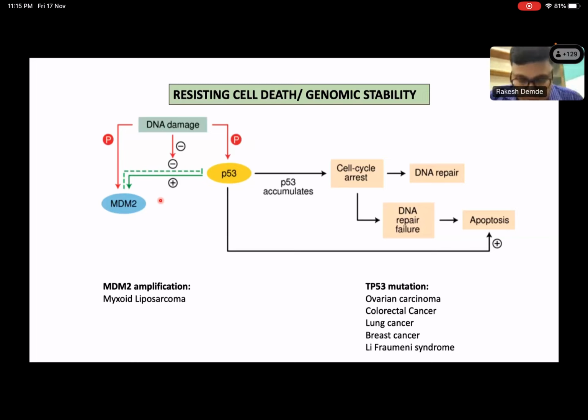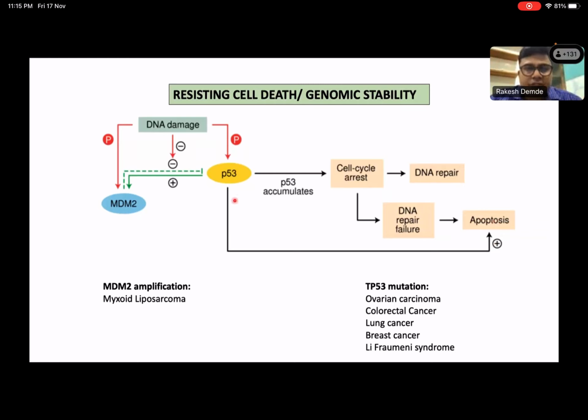The next hallmark is resisting cell death or genomic stability. We all know p53 is the guardian of the genome. Whenever DNA damage occurs, TP53 accumulates in that cell, and it will try to arrest the cell cycle. It will give the cell time to repair the DNA. Once the DNA repair is good, it will allow the cell cycle to continue from whatever step it was arrested. But whenever DNA repair failure occurs, it will lead to apoptosis, or death, of that cell.